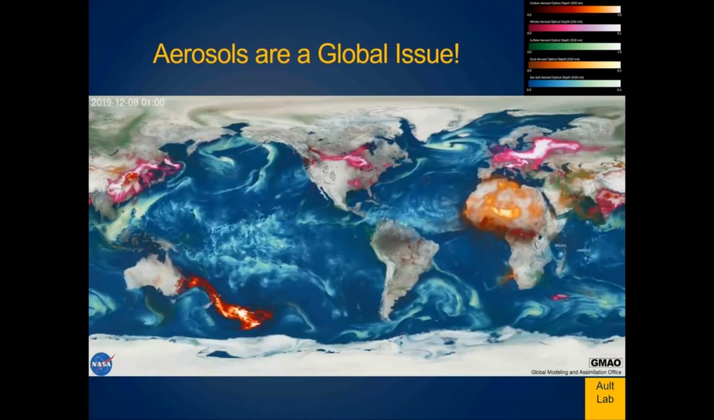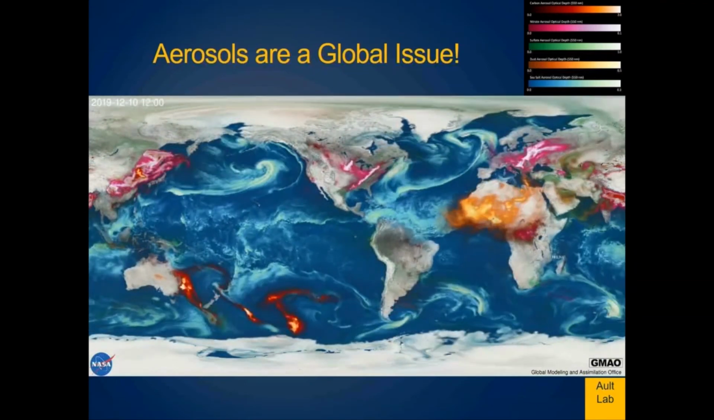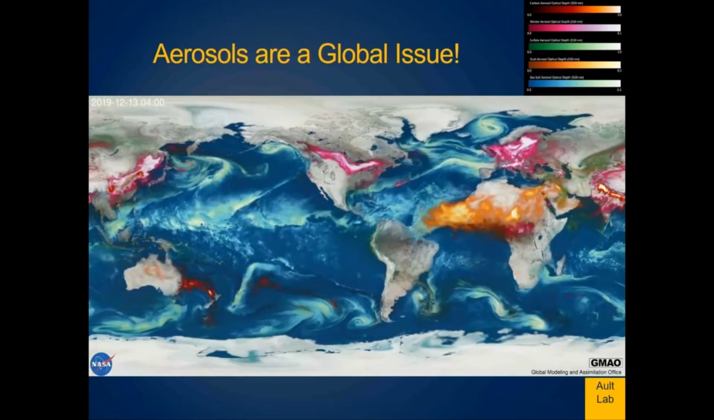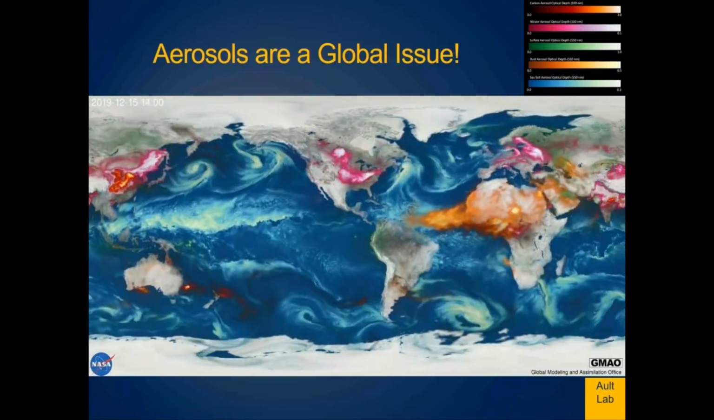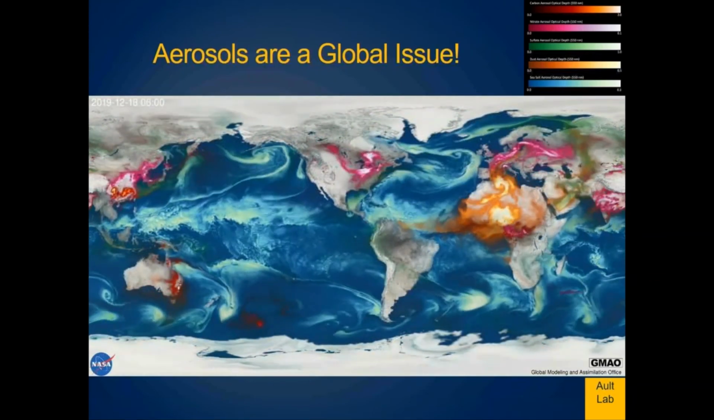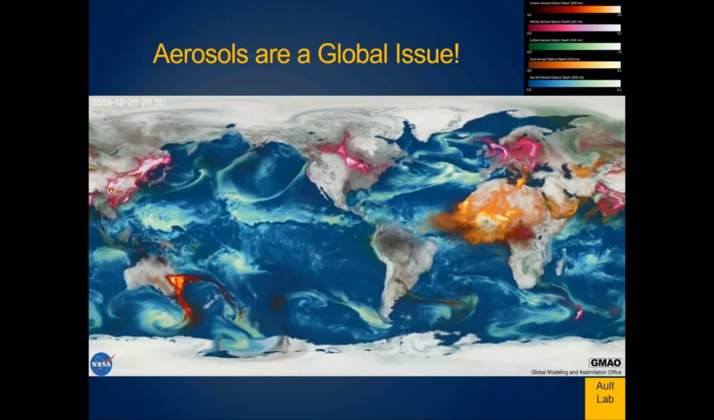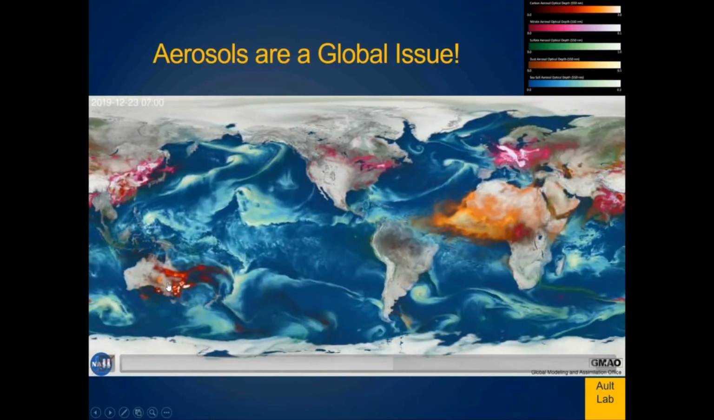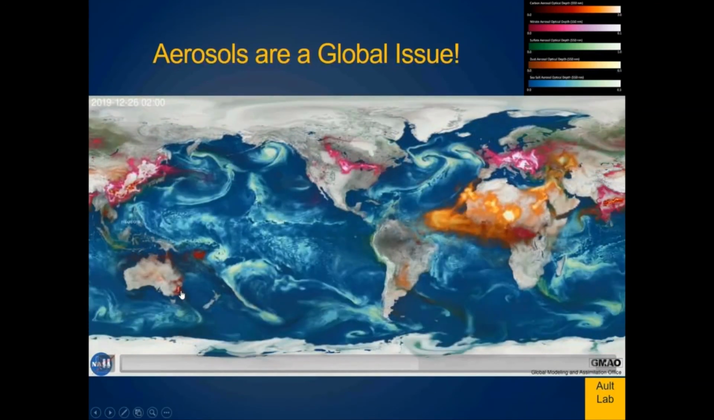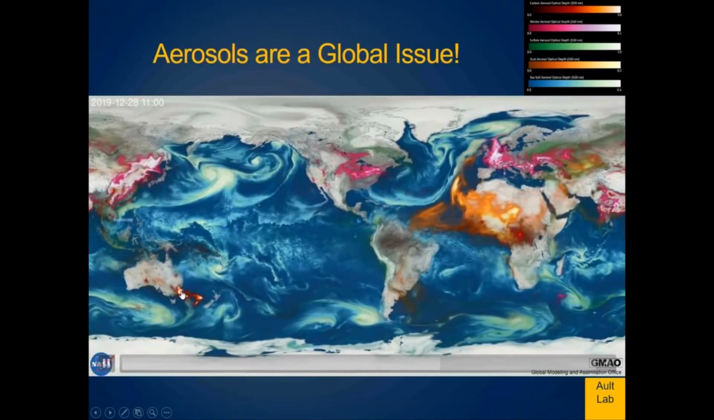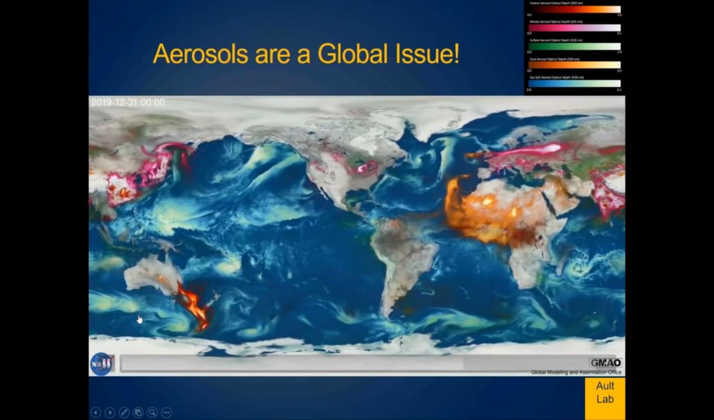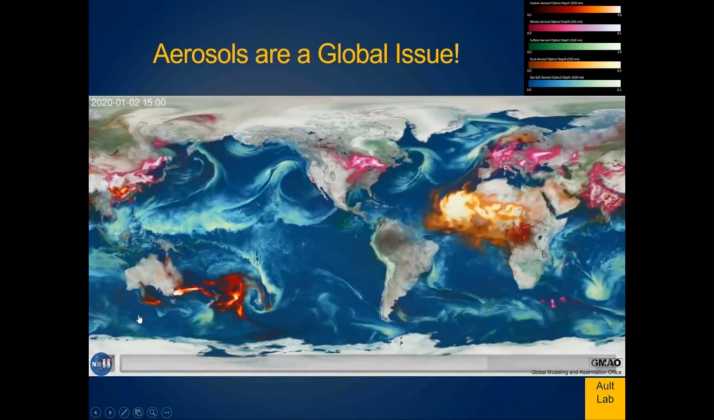So the pink is coming from different anthropogenic activities. This means fossil fuel combustion, industrial emissions. The more white and blue shades are coming from the oceans. The orange shades are coming from fires. You can see here, this is last December over Australia, when there were these massive forest fires there, and you can see those fires leading to large emissions of particles.